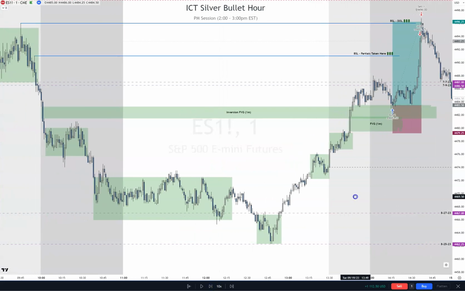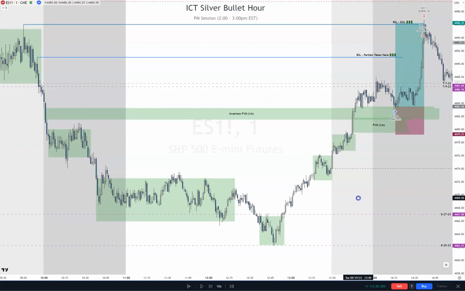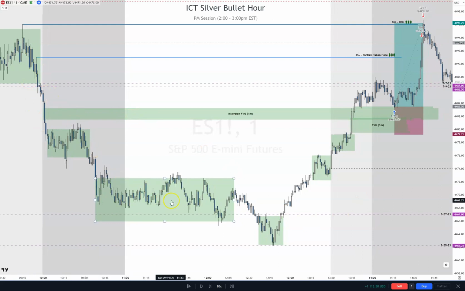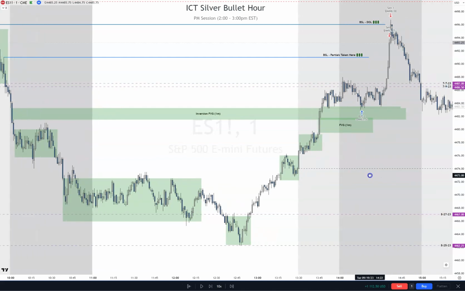All right, so look at this whole market maker buy model. Came down, smart money reversal down here, accumulation right here. This whole big thing right here is accumulation, and then it seeked and took out our terminus right there, buy side liquidity. So there's your, let me take the position off. There is your PM Silver Bullet on Tuesday, September 19th. It closed the market maker buy model.